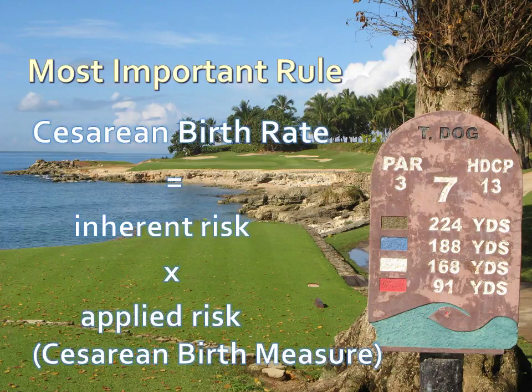Now that we have a better understanding of inherent risk and applied risk, we can go back to our most important rule. This equation shows us that in order to determine the applied risk, we need to know the cesarean birth rate and the inherent risk for the group of women that are giving birth. The cesarean birth rate is easy because it is a known number. The inherent risk of a group of women is equal to the average of the inherent risk of each woman in the group. Therefore, all we have to do to create an accurate cesarean birth measure is figure out how to accurately assign an inherent risk for each woman in the group. Once we know the inherent risk, it is simple math to calculate the applied risk.